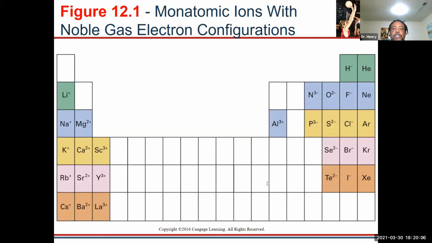This table just shows you things that are isoelectronic with each other. The ones in green are all isoelectronic to helium: our hydrogen ion, our lithium ion. Do you guys get that?